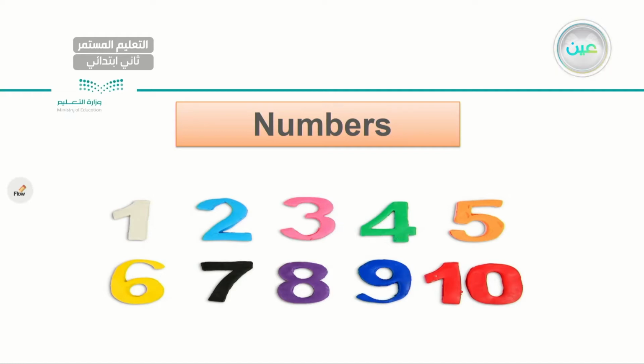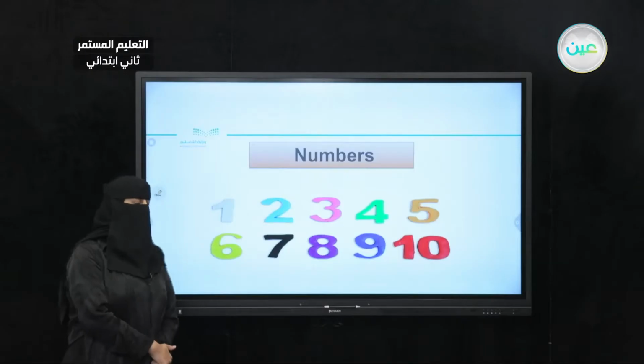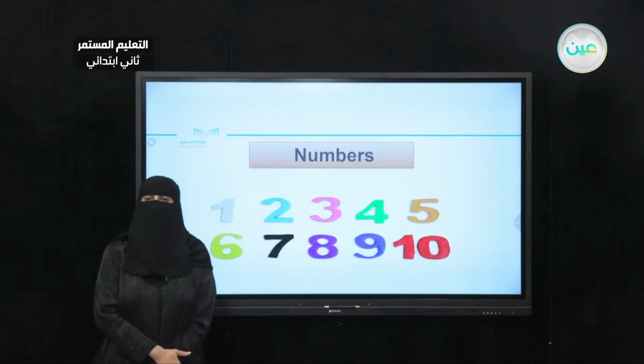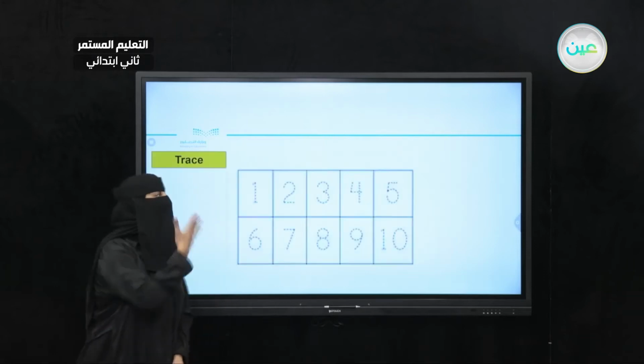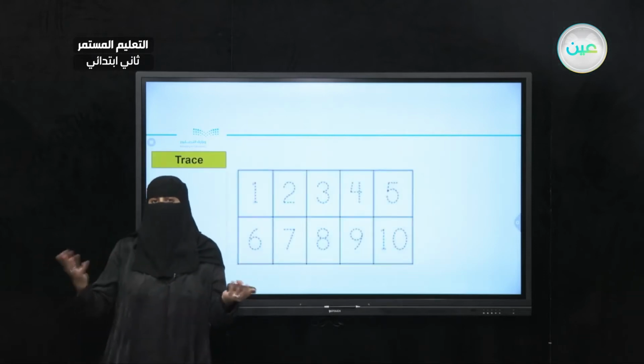1, 2, 3, 4, 5, 6, 7, 8, 9, 10. One more time. 1, 2, 3, 4, 5, 6, 7, 8, 9, and 10. Very good. Now, what I need you to do now is write or trace the number.